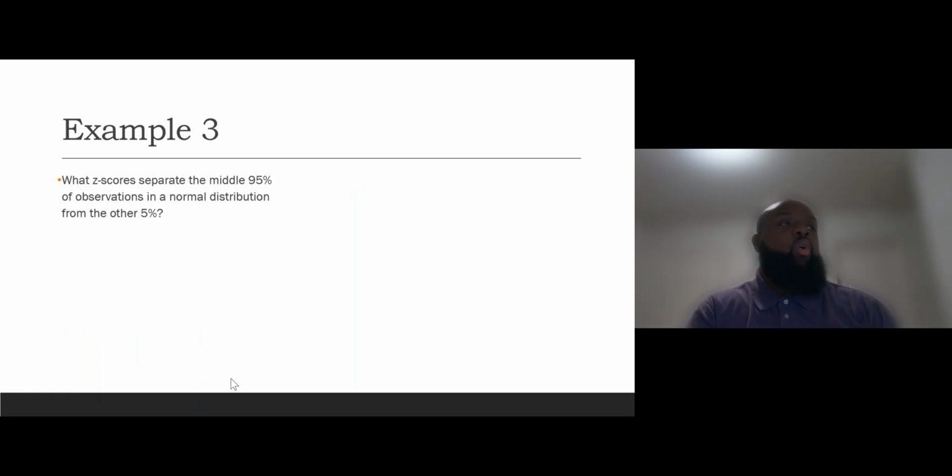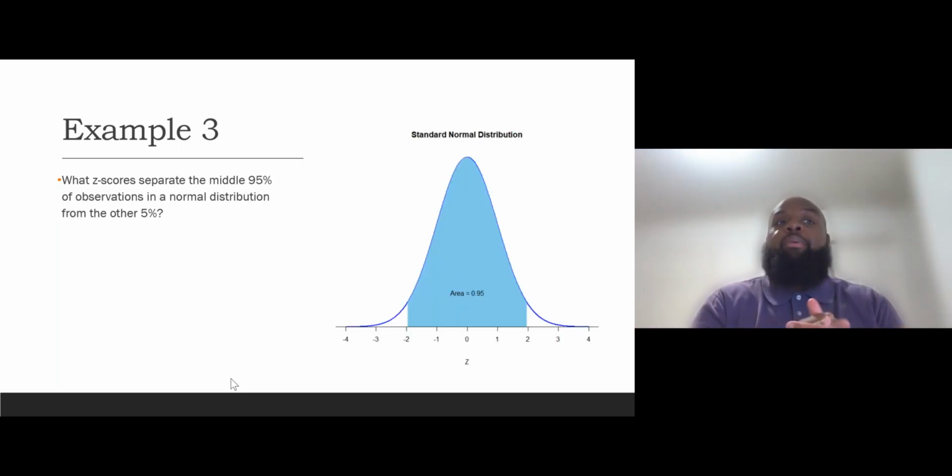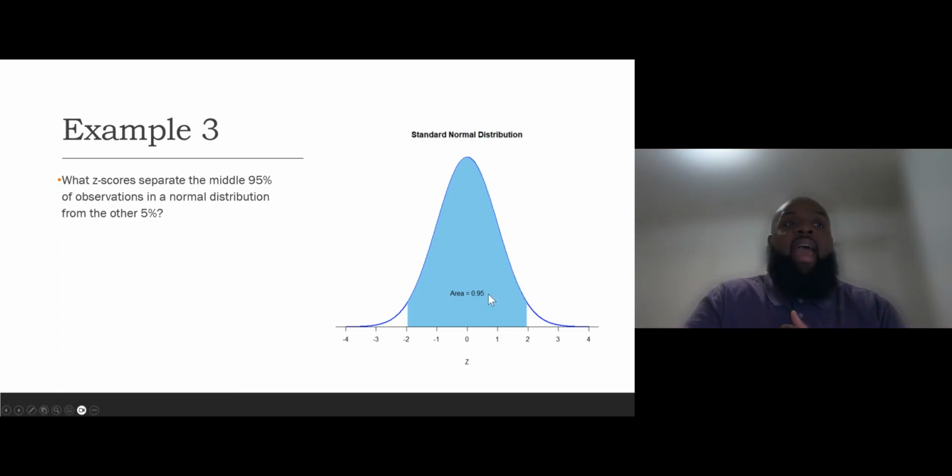Well, if I want to know the z-scores that separate the middle 95% from the other 5%, I need to look at where the area under the curve of the middle constitutes 95% of that distribution, or proportion equal to 0.95. And then remember that the other not shaded region constitutes 5%. And I know that because the whole area is 100%. And if I do 100% minus 95%, or 1 minus 0.95, I'm going to get that 5%, or 0.05.